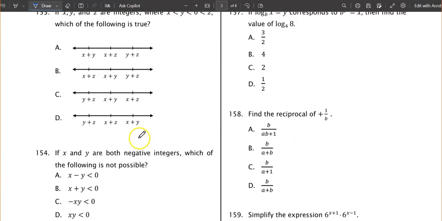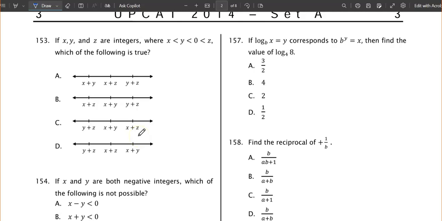Number 153. If x, y, and z are integers, where x is less than y is less than 0, and 0 is less than z, which of the following is true? Now, to answer this one, it's always better to have numbers. So I know that 0 is less than z, so I will write 1. This is negative 1, and this is negative 2.